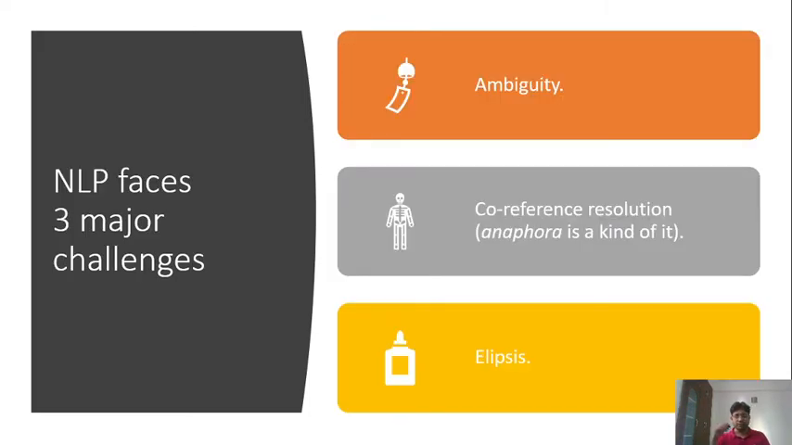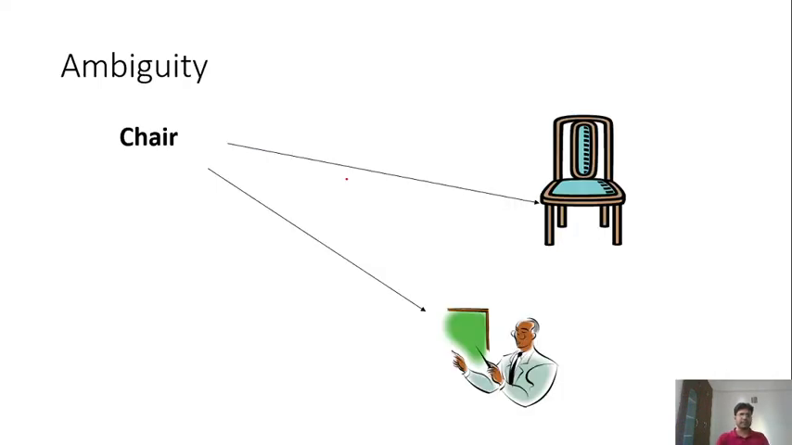Now, let's look into the challenges. What are the bigger challenges in NLP? There are three major challenges that the NLP domain is facing. First is ambiguity, second is co-reference resolution, and third is ellipsis. Let's talk about these three in a very simple way. Ambiguity is when the same word has two different meanings. That is the ambiguity problem.